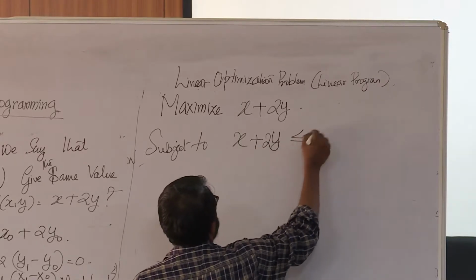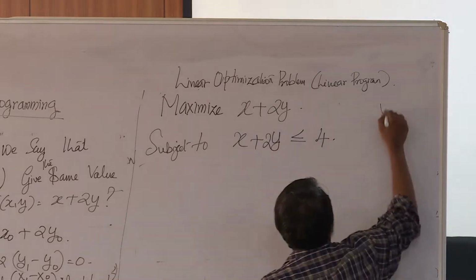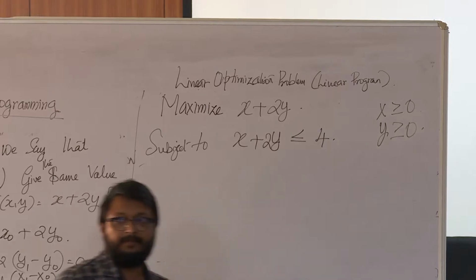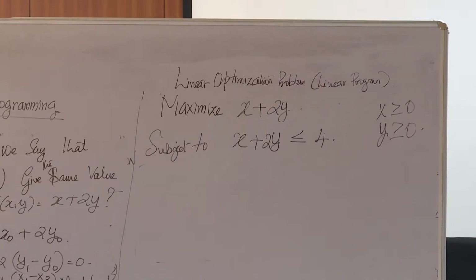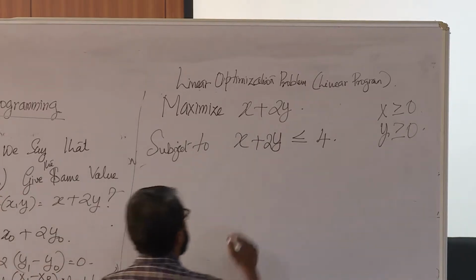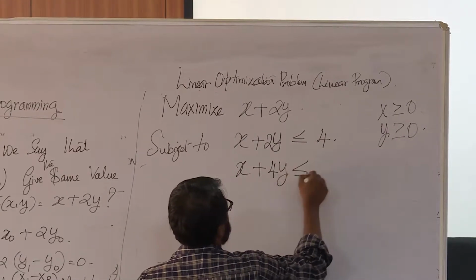2y is less than or equal to 4. Typically I will assume that x, y greater than 0. That is typical in linear programming problems, although this is not mandatory, but the standard form representation typically assumes x greater than 0, y greater than 0, and we will stick to that. So, x plus say 4y less than or equal to 6.